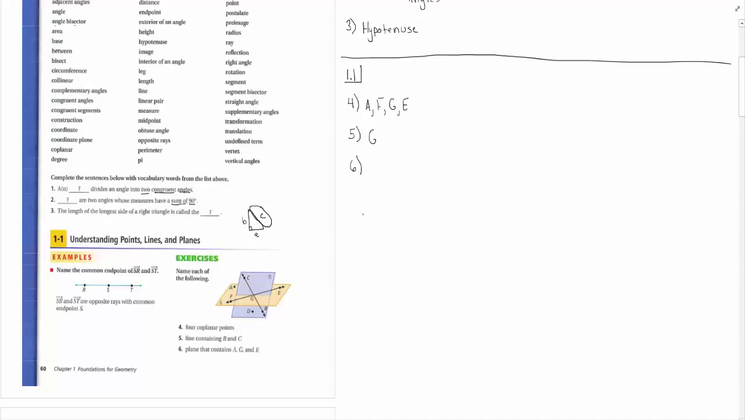Number 6, a plane that contains A, G, and E. So we're looking at A, G, and E. All those points lie on that orange plane, so we need to name that plane. I guess the easy route would be to name that plane AGE, but I don't think that's what they're looking for here. So we're going to name it plane S. It's really hard to see that. My S is the little script letter. Alright, so that's 4, 5, and 6 from 1.1. Again, you can always look at your notes for additional examples.